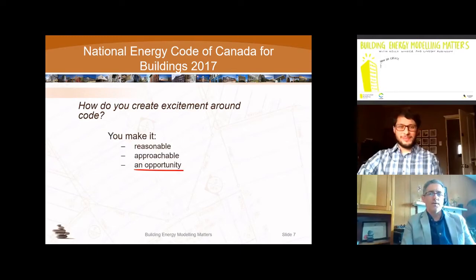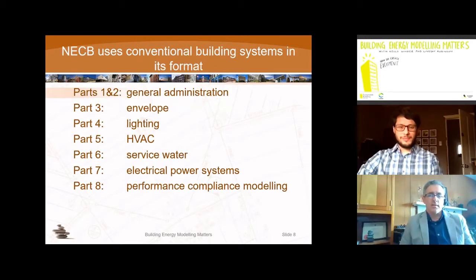What you can do is make it reasonable and approachable, something that people can understand, but then you add a bit of opportunity to it. So what the NECB has done is it's made a structure that maps quite well into what our normal development process looks like. Part three is the architect's responsibility, four and seven are the electrical engineer, and five and six are the mechanical engineer. It just kind of fits. It's understandable. It's reachable, and it's not rocket science. Most of what's in there is stuff that we would normally do in good design practice.